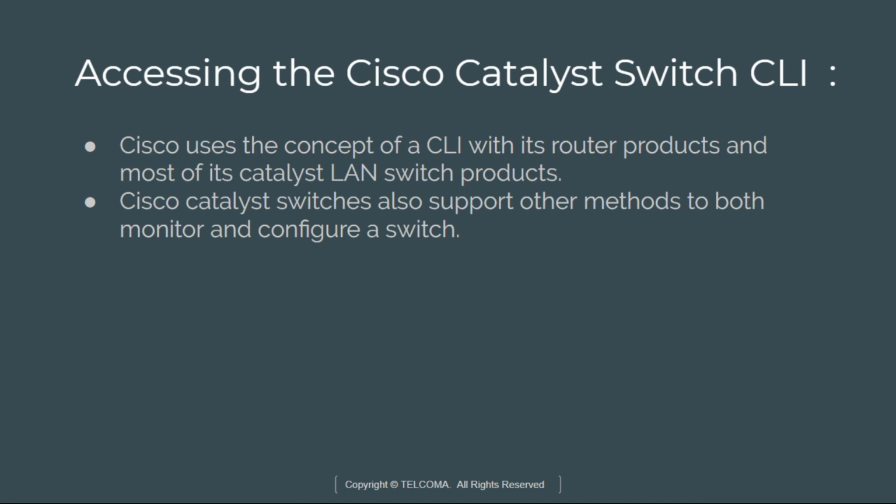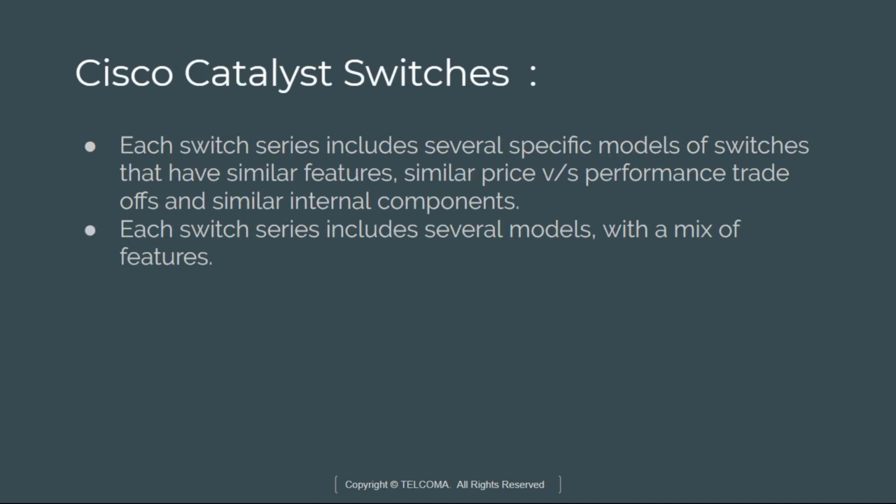Cisco Catalyst switches also support other methods to both monitor and configure a switch. For example, a switch can provide a web interface so that an engineer can open a web browser to connect to the web server running in the switch. Switches also can be controlled and operated with network management software. Let's discuss these switches.